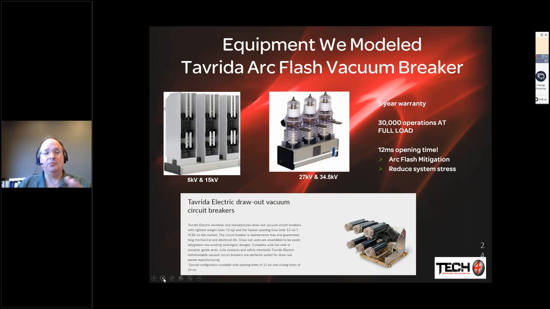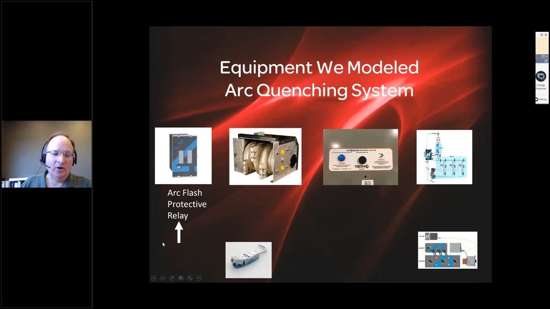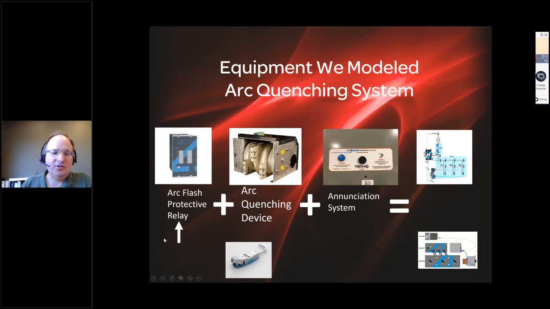And to be clear, when the system is used with the arc quencher, the arc quencher is much faster than this. The arc quencher is much faster than the Tavrida breaker, but even in that case, once the arc quencher closes, the Tavrida breaker dramatically reduces short circuit stress. We have no commercial relationship between L3 and Tech4 and Tavrida. We just like using the breaker because we are passionate proselytizers of arc flash mitigation solutions. We also modeled, of course, our arc flash mitigation system and the various components in that system that you see here.